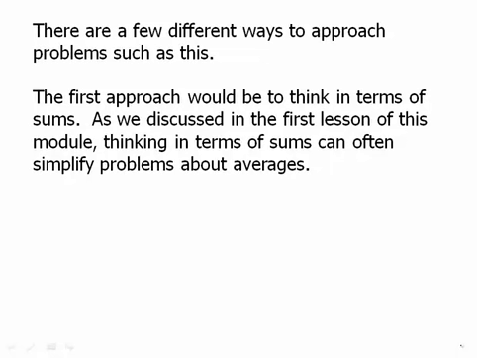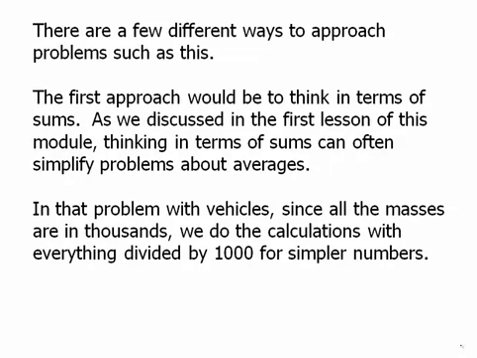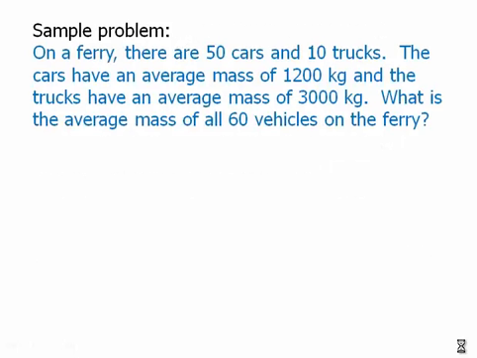As we discussed in the first lesson of this module, thinking in terms of sums can often simplify problems about averages. In that problem with vehicles, since all the masses are in thousands, we do the calculation with everything divided by 1,000 for much simpler numbers. So it just makes our life easier to make everything 1,000 times smaller. So here's the problem again. So we'll just work through this problem together.